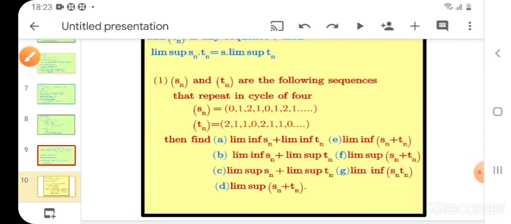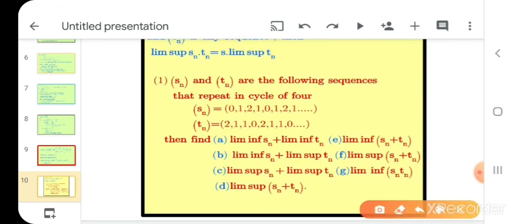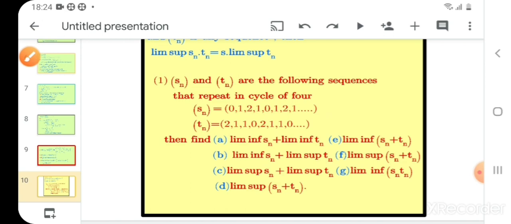Okay, next. This is also another problem. Sn and Tn are the following sequences. There are two sequences. Sn and Tn are sequences that repeat in a cycle of 4. That means the elements of the sequence are repeated. In a cycle of 4 means first we write 4 numbers, then we repeat the same 4 numbers, then again the same 4 numbers. This is called a cycle of 4.